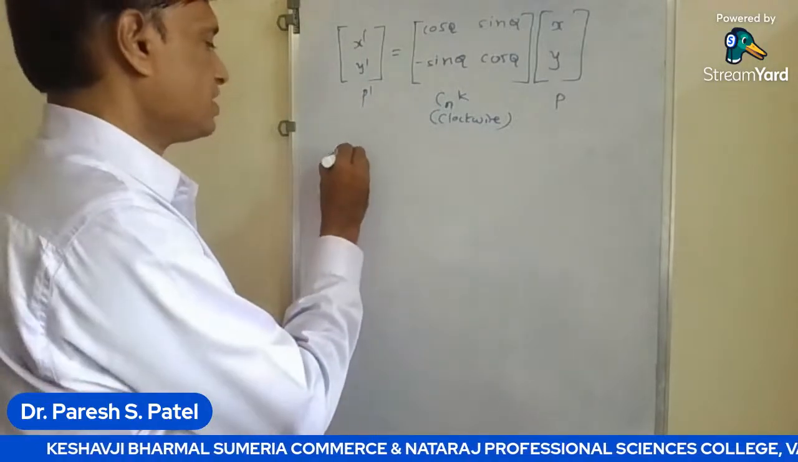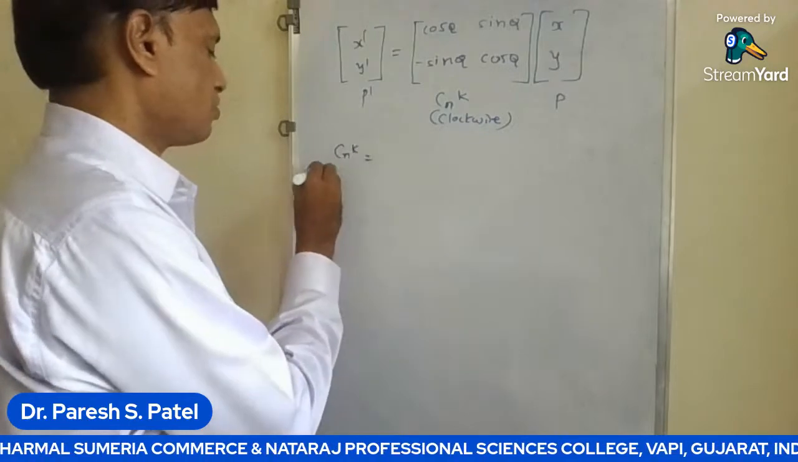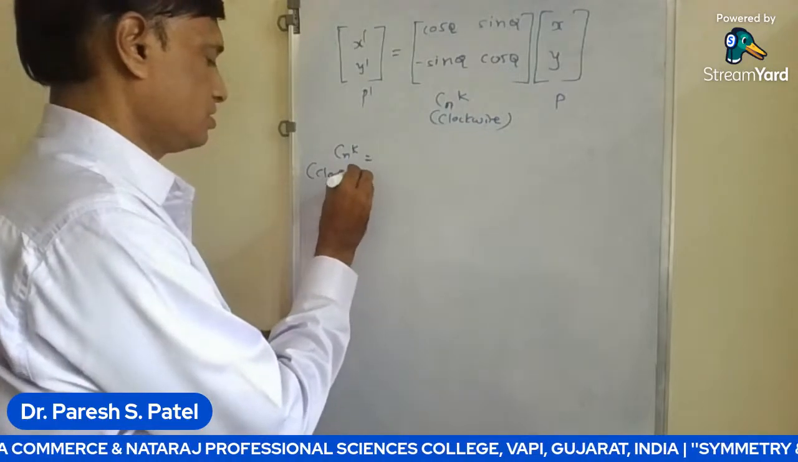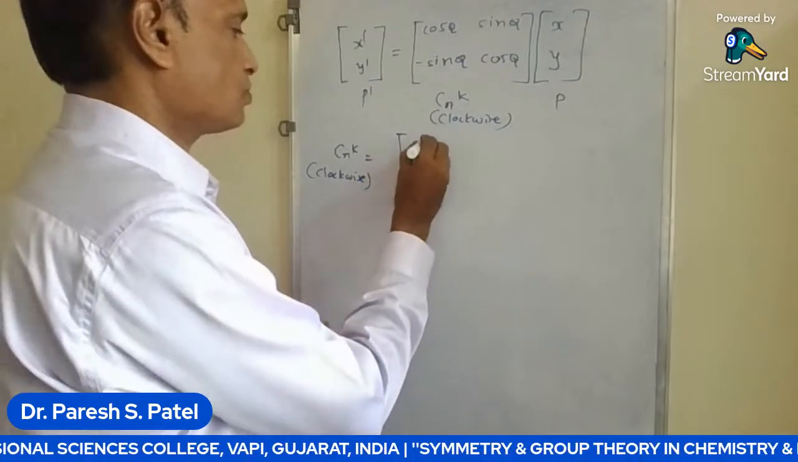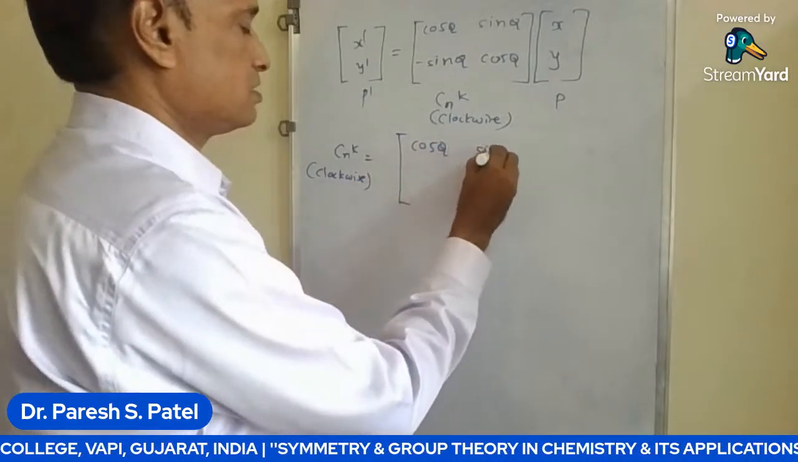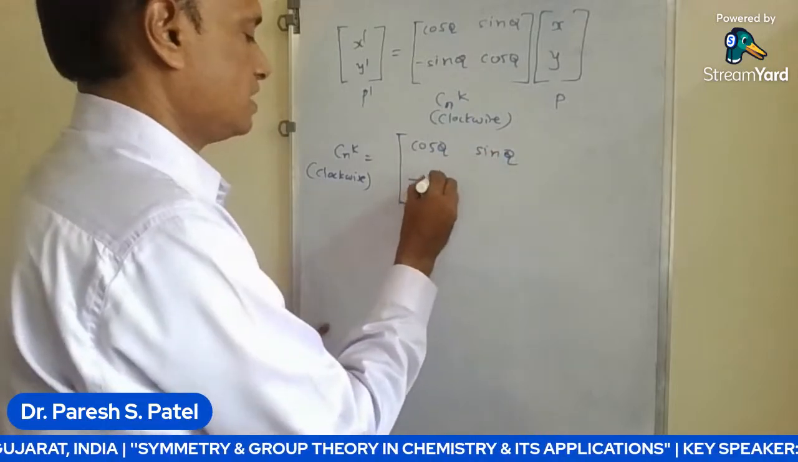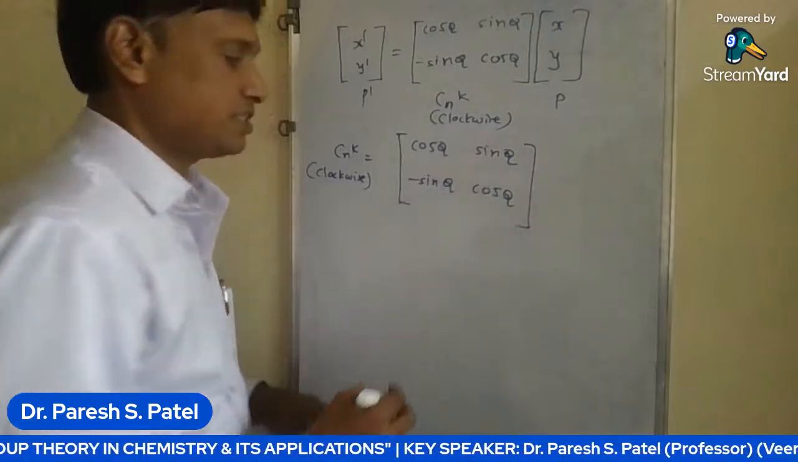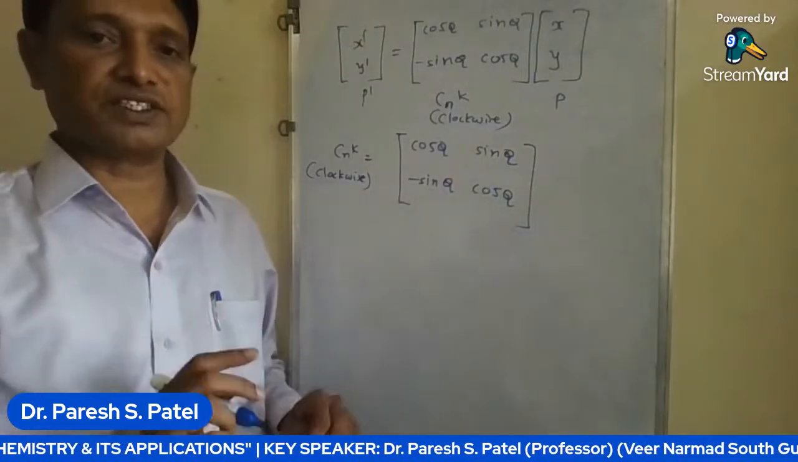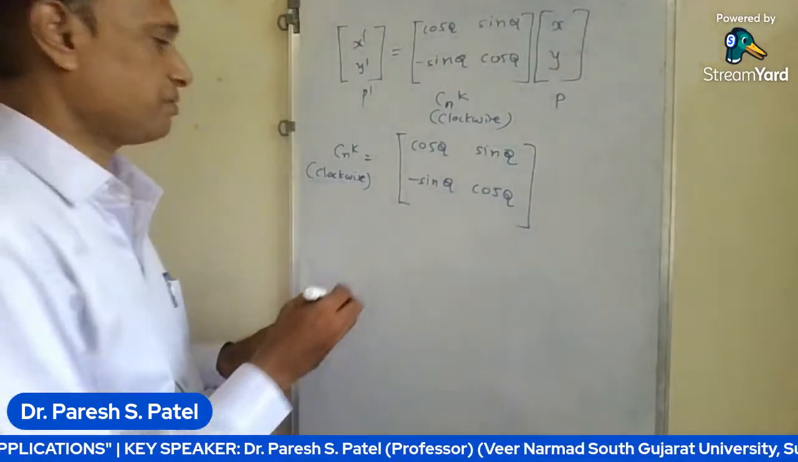So where C and K clockwise can be represented as cos theta, sin theta, minus sin theta, cos theta. This is the two-dimensional system. We can extend it up to three-dimensional system.